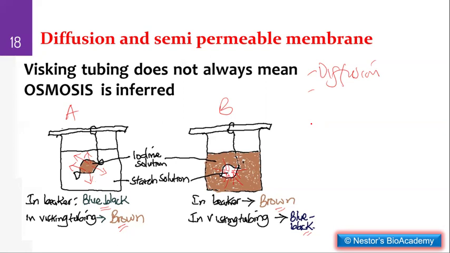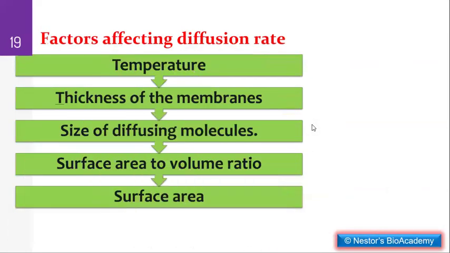With this understanding, it is important for us to proceed further and review the factors affecting the rate of diffusion. Listed on your screen are the most common factors affecting the rate of diffusion. We have temperature, thickness of the membranes, size of the diffusing molecules, surface area to volume ratio, and also the surface area. How will these factors affect the rate of diffusion? Let's explore further.